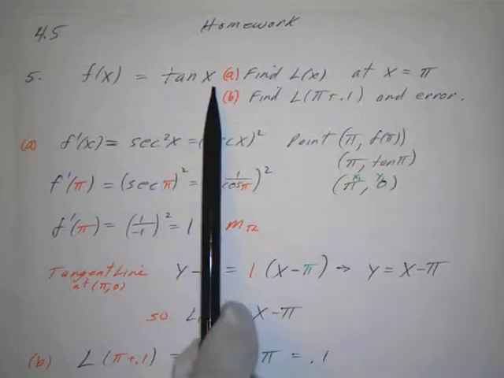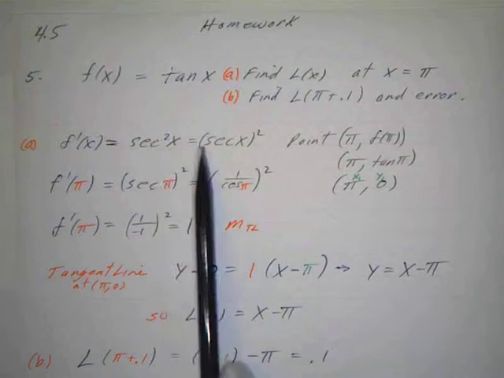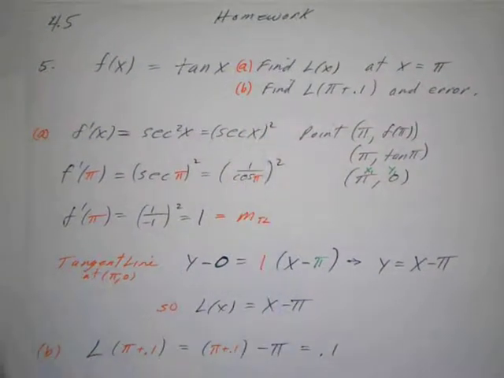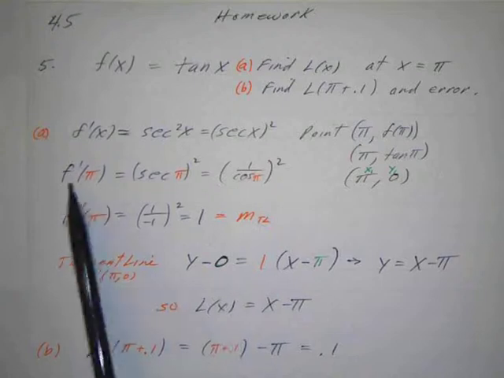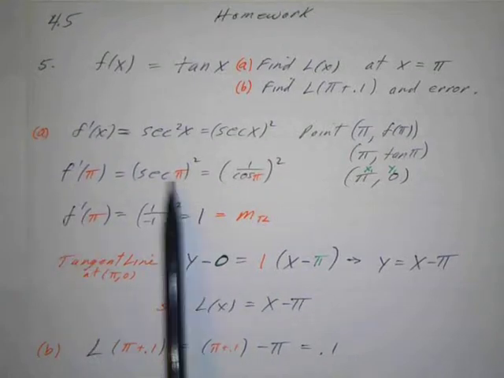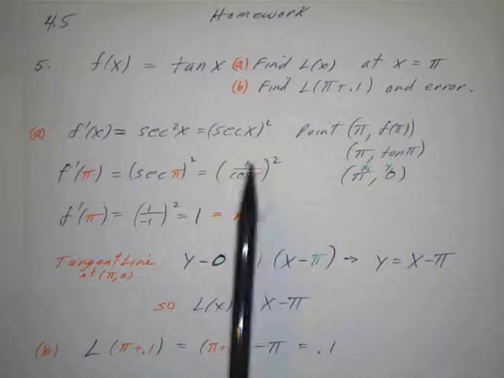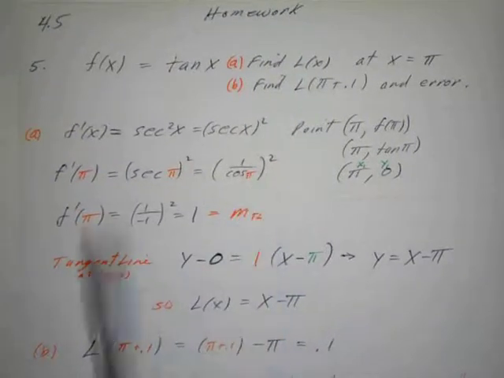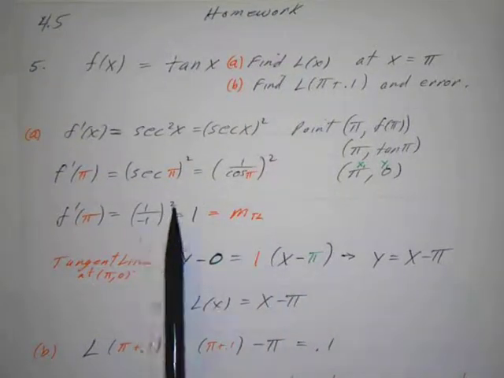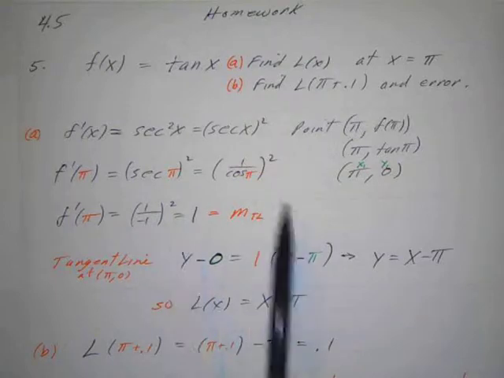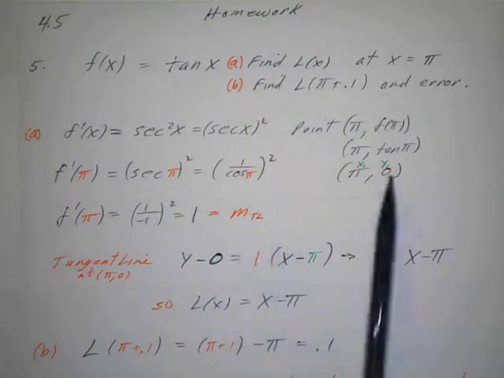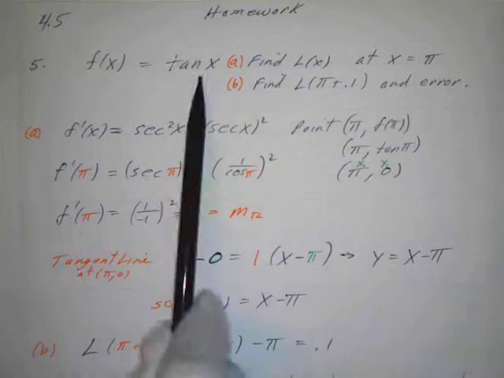Now the derivative of the tangent is the secant squared. We want to evaluate that at pi to get the slope at pi. So f prime at pi is the secant of pi squared. The secant is 1 over the cosine. The cosine of pi is negative 1. So I've got 1 over negative 1 squared, which is 1. That's the slope of my tangent line at this point of tangency.